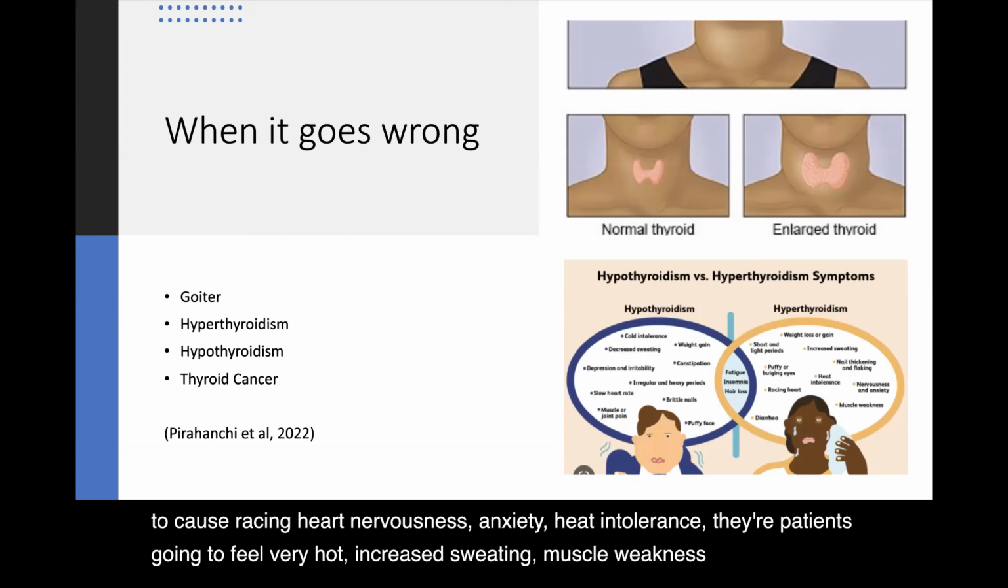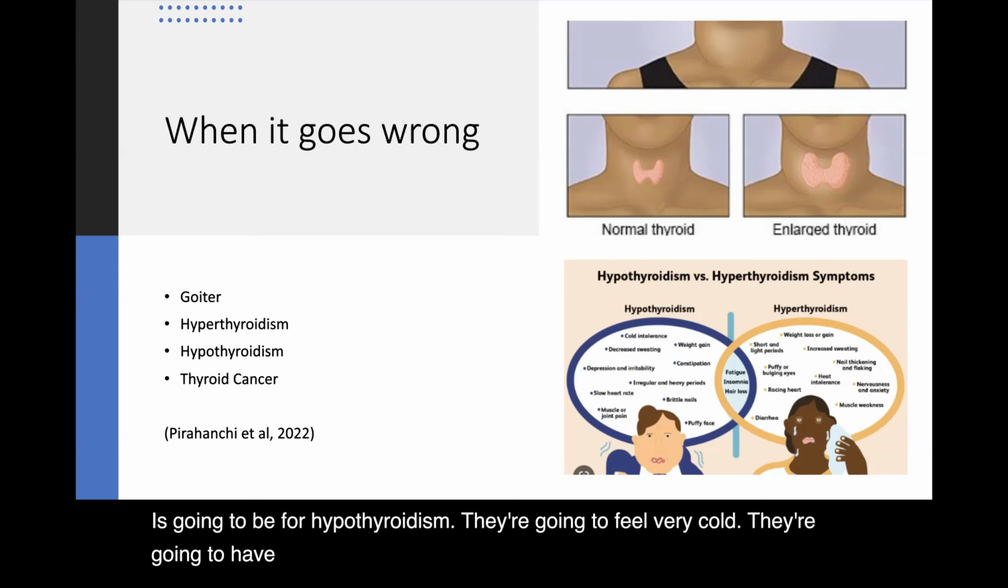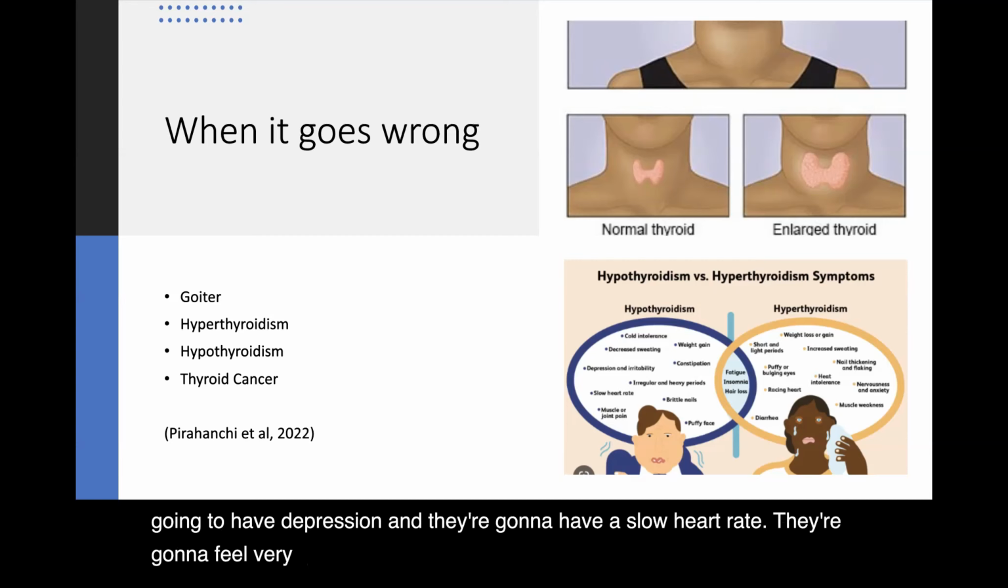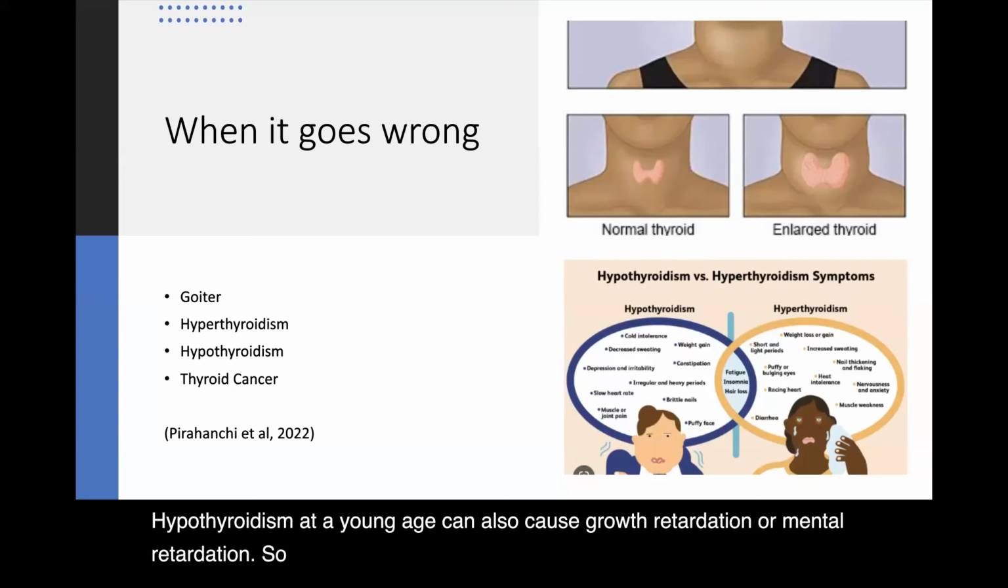And then the opposite is going to be for hypothyroidism. They're going to feel very cold. They're going to have depression. They're going to have a slow heart rate. They're going to feel very fatigued. They're going to kind of just feel very slow. Hypothyroidism at a young age can also cause growth retardation or mental retardation. So it is important to be able to identify this, to be able to treat the patient very early on.